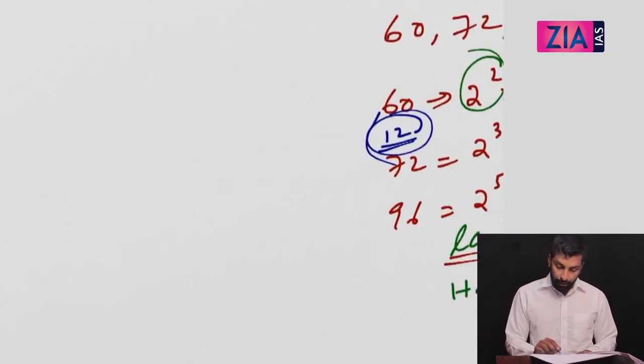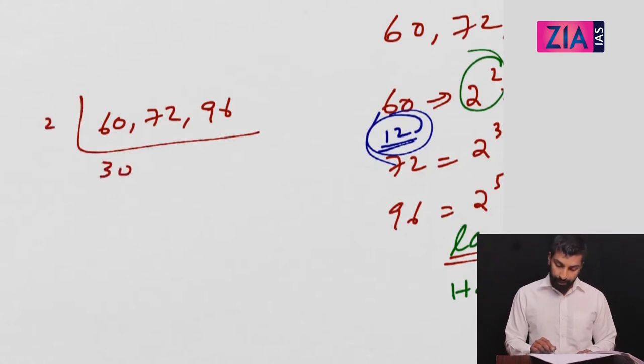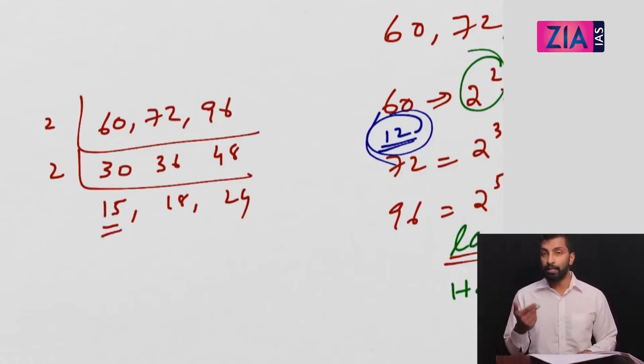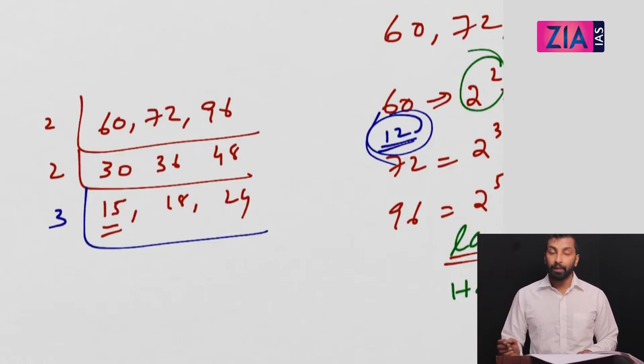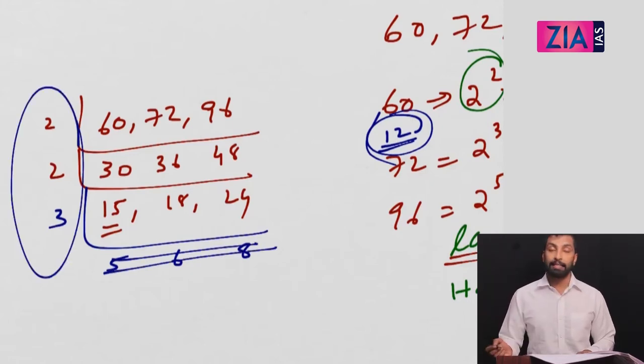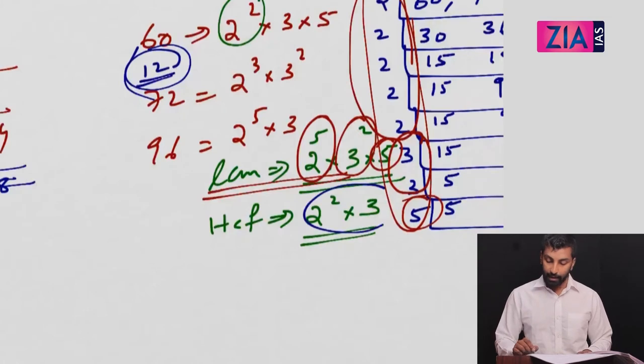If it was HCF, what would you do? You will only find the common terms, right? So 60, 72, 96. You will divide with 2. You get 30, 36, 48. Further divide with 2 because 2 is common in all. You get 15, 18, 24. Now you cannot divide with 2 because 2 is not there in 15. You need to see a prime factor which is there in all three terms, right? So what is there? Now 3. So this becomes 5, this becomes 6 and this becomes 8. Now there is nothing common, so you stop here, and this is your HCF, 2 into 2 into 3, and that's exactly what you got here.